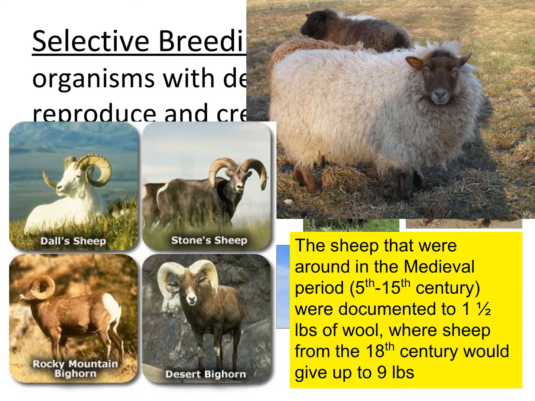And the sheep that were in medieval periods, so the 5th to the 15th century, were documented to have about a pound and a half of wool on their body. When you shave them, you'd get a pound and a half. Whereas the sheep in the 18th century, after many, many breeds, you'd actually get sheep that had up to 9 pounds of wool coming off these things. So over time, there's been an exponential growth or an upward growth of the amount of wool on the sheep as people got better and better, and woolier and woolier sheep were being born.